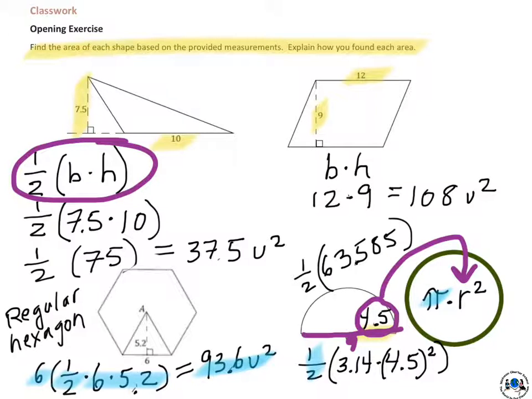And I went ahead and figured out the area first of the entire circle, which is this right here. Okay, 4.5 squared, then times 3.14, and that's all going to be multiplied by 1/2 or divided by 2, which gives you 31.79 units squared. Okay, so again, hopefully just a little bit of a refresher there to see what we know and what we remember.